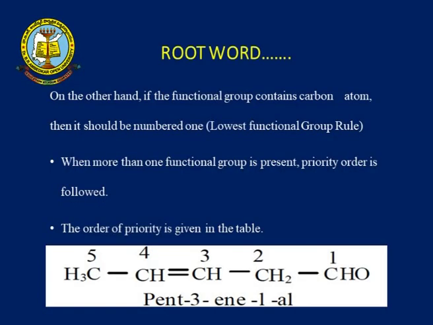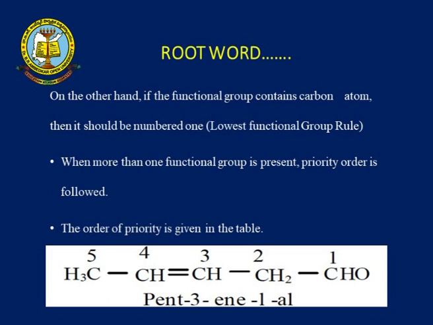So, now we will pass on to the other. On the other hand, if the functional group contains a carbon atom, then it should be numbered as number 1. This is when a carbon is present in the continuous carbon chain. For example, here CHO is known as the aldehydic functional group. This is in continuation with the carbon chain. Therefore, this functional group must be numbered as 1.